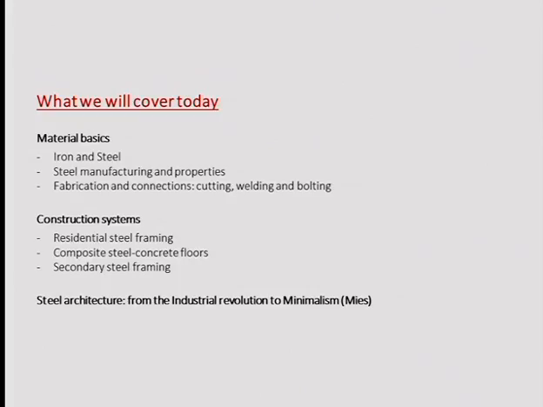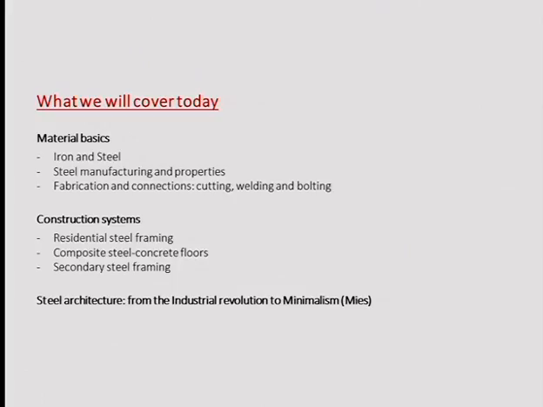So it's residential steel framing. It's actually the same as what you've seen last week. So it's about the light frame, just done out of steel. You'll see they are very similar. There are some differences I'll try to highlight for you. Then steel concrete floor, so we'll speak about Bondek. And secondary steel framing, so purlins and girts to make cladding, panelized cladding.